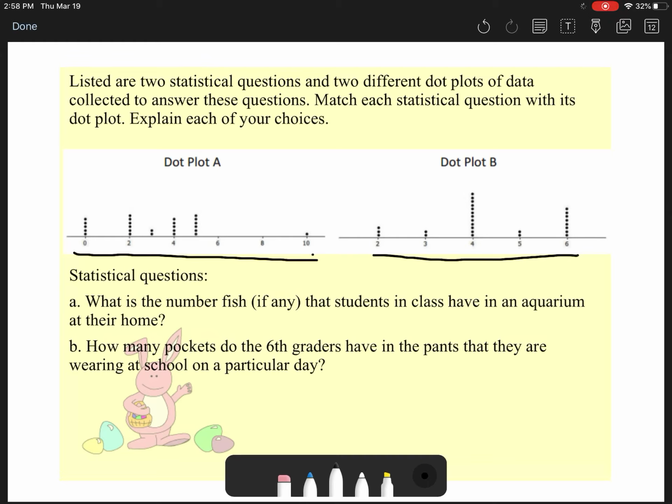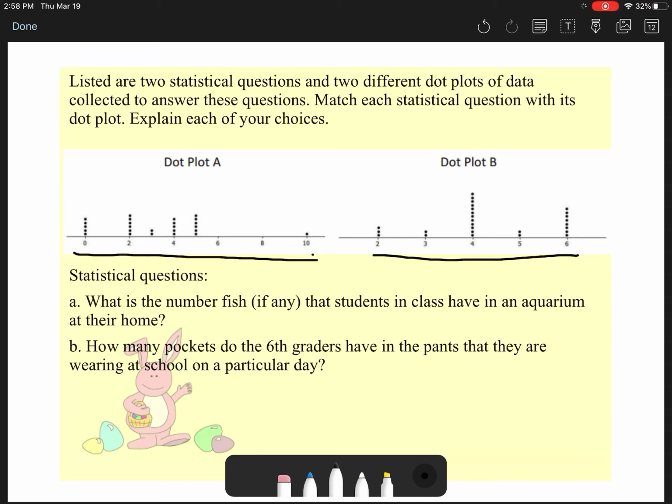What you really want to do is just match up dot plot A with which question you think it's referring to. And the 2 questions are here, A and B. A is, what is the number of fish, if any, students in class have in an aquarium at their home? And then B is, how many pockets do the 6th graders have in the pants that they are wearing at school on a particular day?